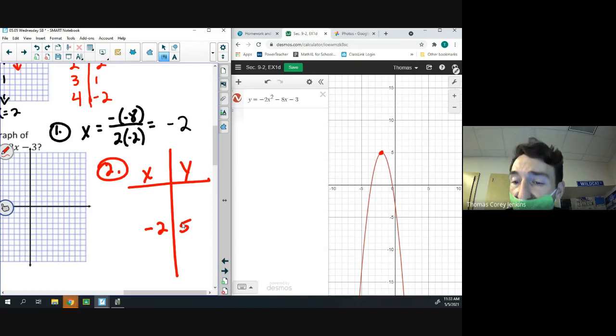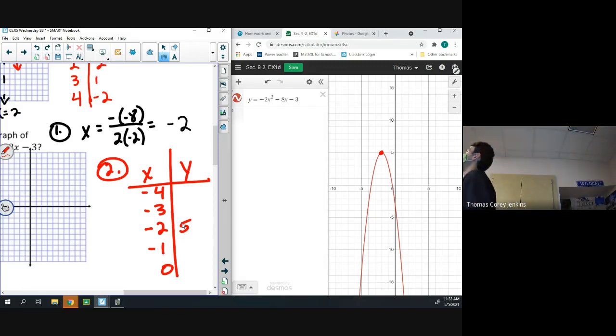All right, so next, what I'm going to ask you for is to basically fill in the rest of this, which would be negative 3 goes to what, negative 4 goes to what, negative 1 goes to what, 0 goes to what. Okay, so you may want to type this in on your own screen. I'll give you a second to do all that. You're trying to, again, fill out the rest of the table.